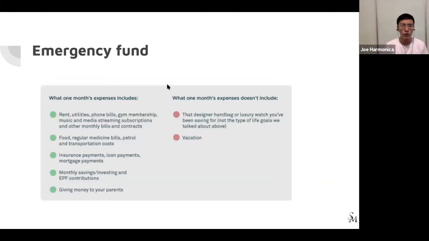The emergency fund should cover things like, in the case where you no longer have your monthly income, it is used to cover your basic needs like rental, your food, your utilities, your insurance payment, your loan payment, and the money that you need to give to your parents. But it's not meant to cover buying luxury goods or your vacation, okay? Make sure you stick to this principle and you don't touch that money until you really need it.